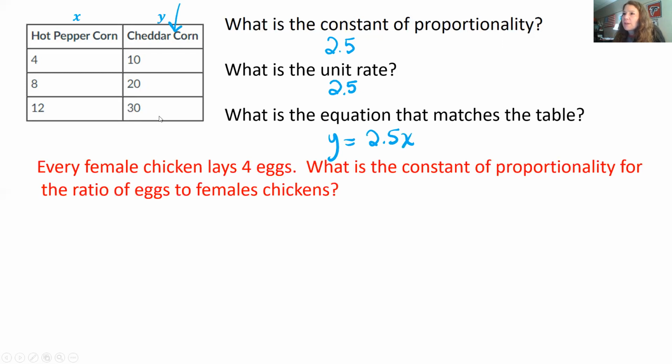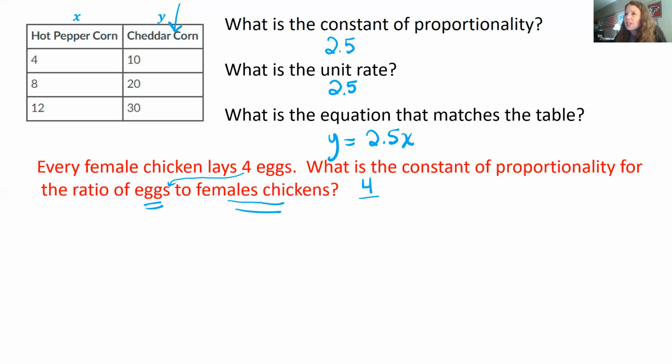All right, let's look at this one. Every female chicken lays 4 eggs. What is the constant of proportionality for the ratio of eggs to female chickens? So the order of these words matters. Since it says eggs first, you have to write 4 first.